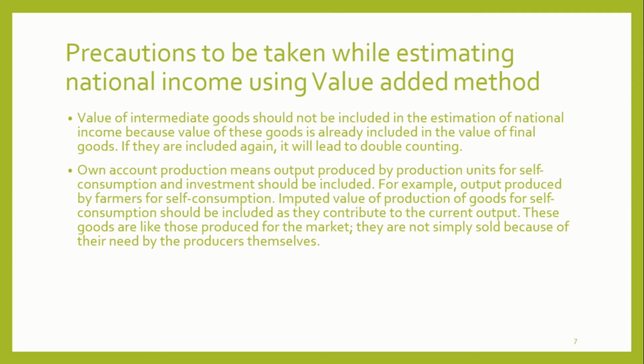Own account production, meaning output produced by production units for self-consumption and investment, should be included. Like output produced by farmers for self-consumption, imputed value of production of goods for self-consumption should be included as they contribute to the current output. These goods are like those produced for the market. They are not simply sold because of their need by the producers themselves.